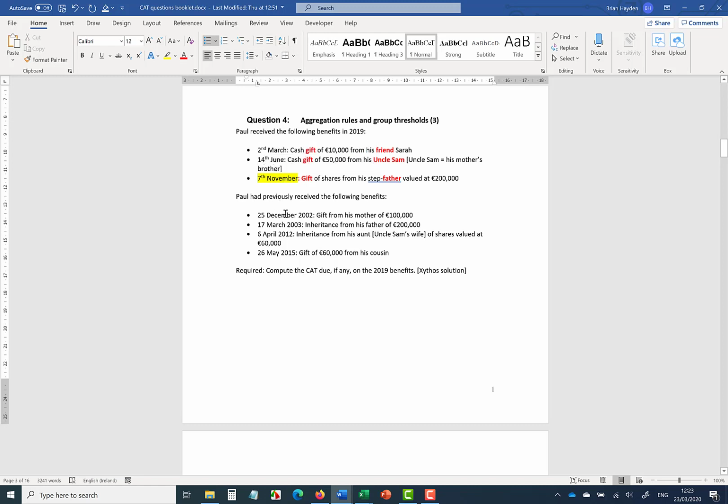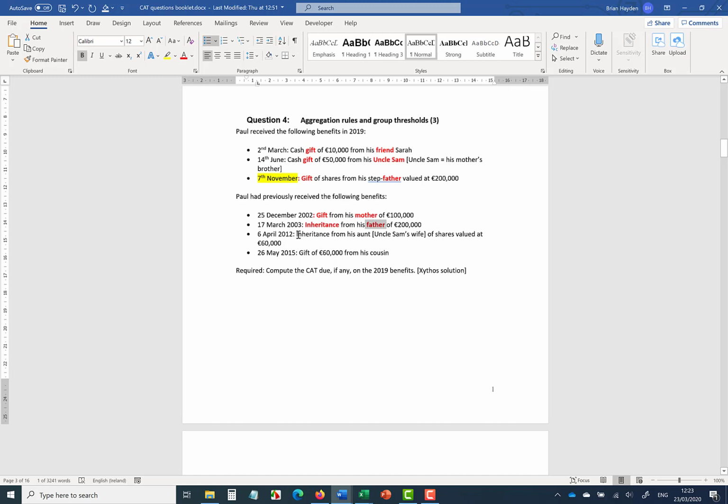He had previously received the following benefits. In December 2002, a gift from his mother. Okay, so another gift, there will be a special deduction for that, and it's a Group A. 17 March 2003, inheritance from his father. Okay, so an inheritance from his father. So there's no deduction for small gift exemption there.